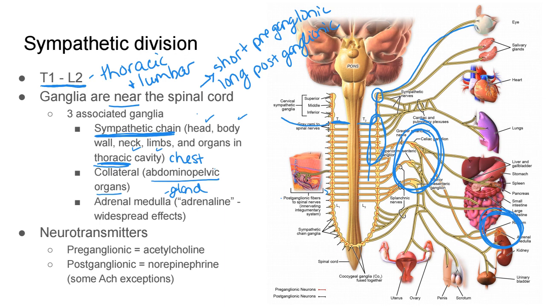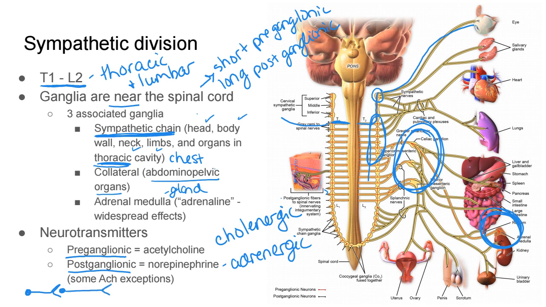The neurotransmitters that our sympathetic nerves use: the preganglionic neurons are going to release acetylcholine, and the postganglionic, as a general rule, are going to release norepinephrine. The neurons that release acetylcholine are considered cholinergic, and the ones that release epinephrine are adrenergic. So if I have my little chain here, my preganglionic neuron, postganglionic neuron, and then my effector, acetylcholine is being released here, and norepinephrine is being released here.